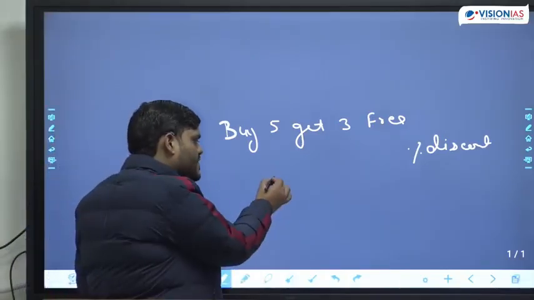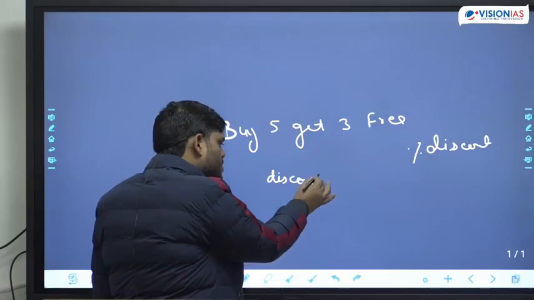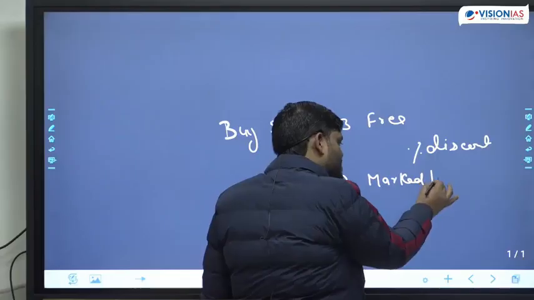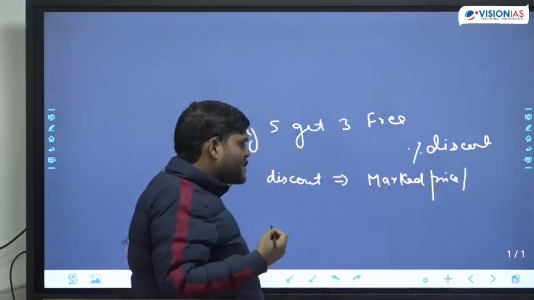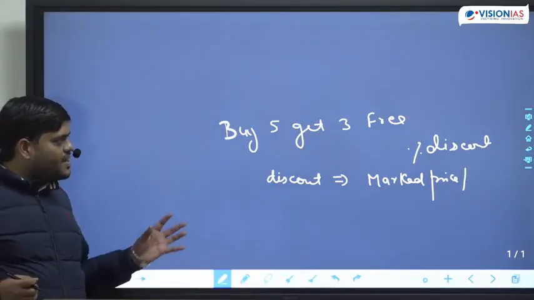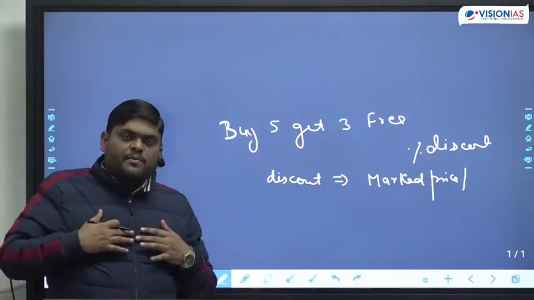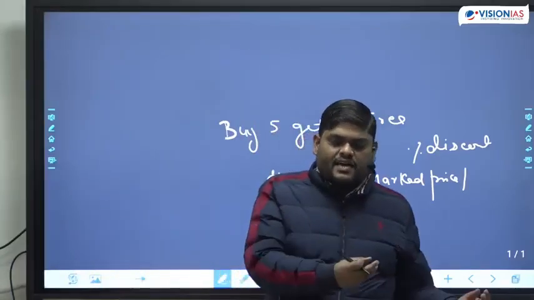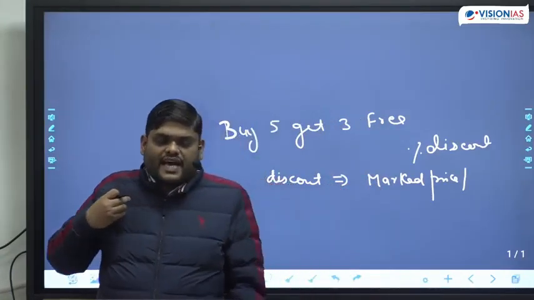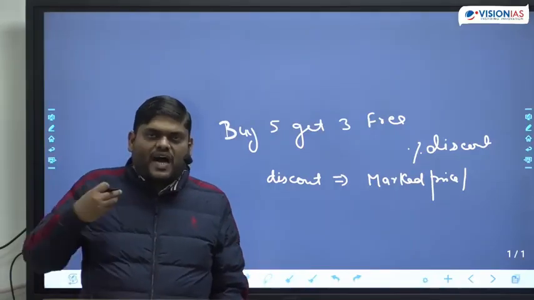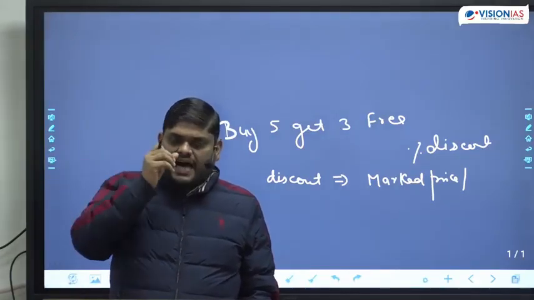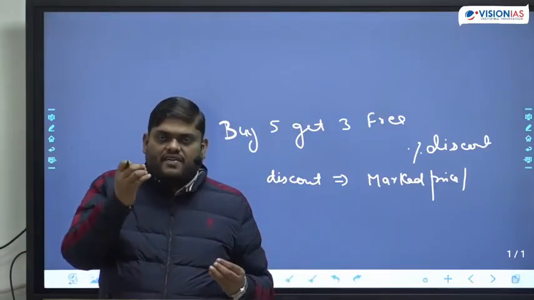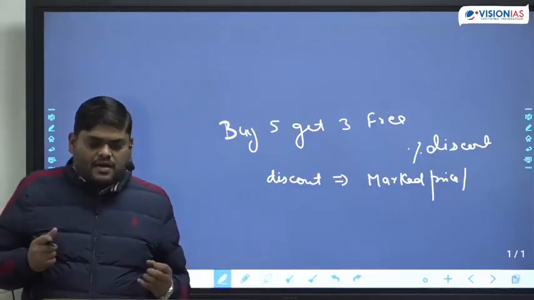I told you discount is always calculated on mark price. We discussed in the last class: mark price, market price, tag price. First we have to understand what the mark price is here. Suppose I am a shopkeeper. The mark price is whatever the shopkeeper decides. Suppose I go to a shop to buy this jacket. Whatever price is written on the tag, decided either by the maker of the jacket or by the shopkeeper, that is the mark price or tag price.